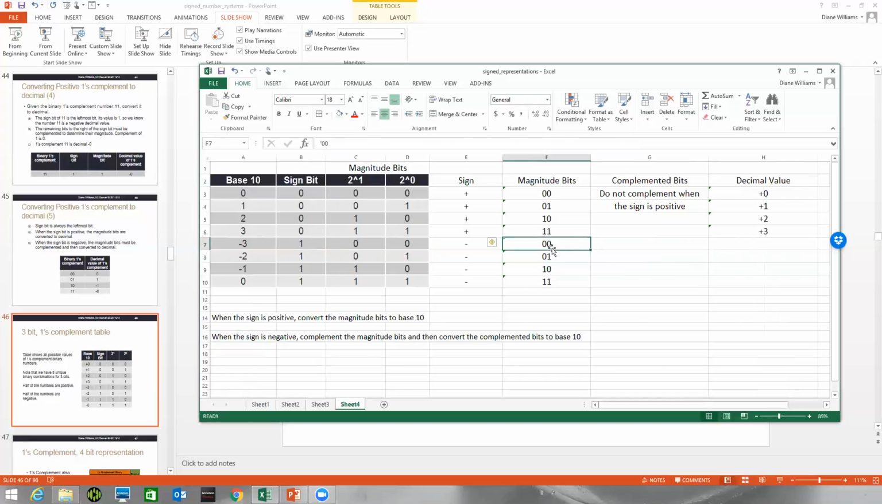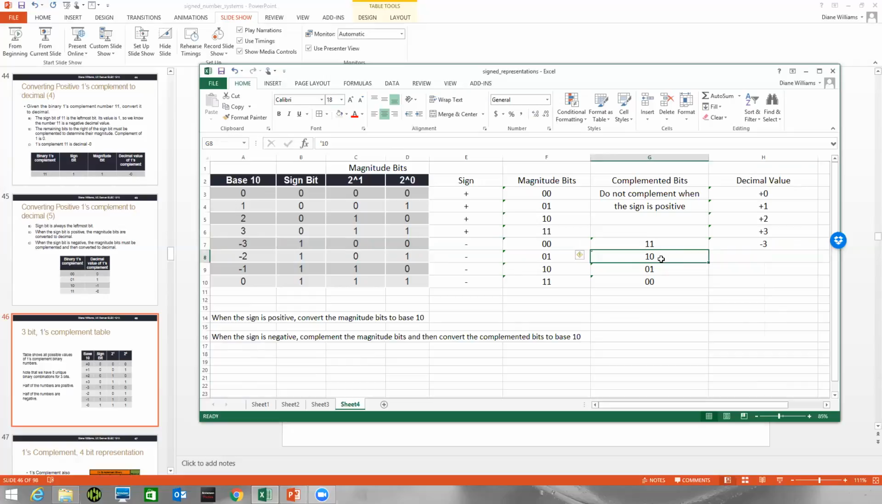So we take these magnitude bits. The complement of 0, 0 is 1, 1. The complement of 0, 1 is 1, 0. The complement of 1, 0 is 0, 1. And the complement of 1, 1 is 0, 0. So now I look at this and I say, here's my negative sign, I know that the number is negative. And then this is a negative 3, because I had to complement the bits, and then I take the magnitude of this. So this is negative 3. So this pattern here is 1's complement for negative 3.